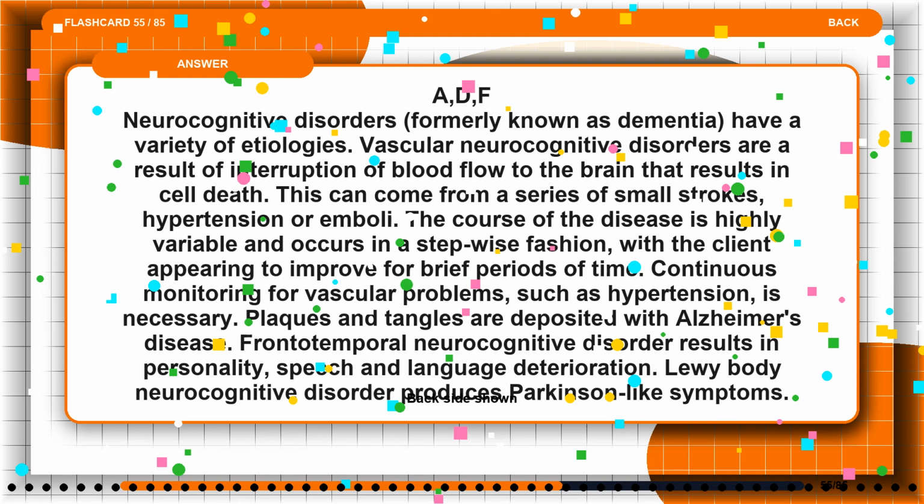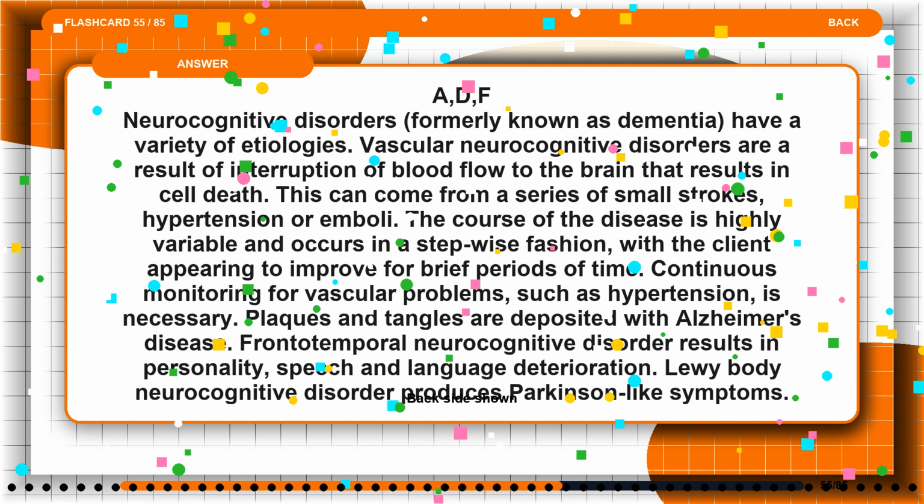The answer is D and F. Neurocognitive disorders, formerly known as dementia, have a variety of etiologies. Vascular neurocognitive disorders are a result of interruption of blood flow to the brain that results in cell death. This can come from a series of small strokes, hypertension, or emboli. The course of the disease is highly variable and occurs in a stepwise fashion, with the client appearing to improve for brief periods of time. Continuous monitoring for vascular problems such as hypertension is necessary.